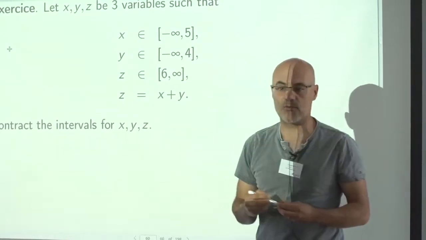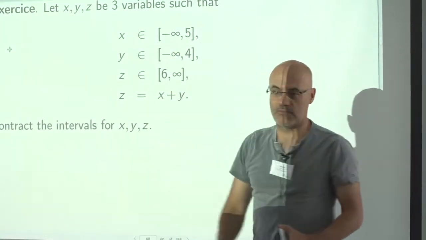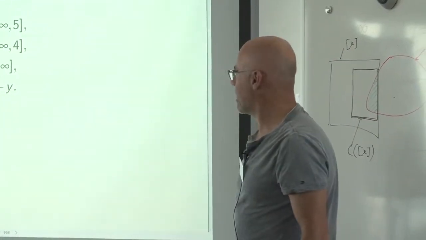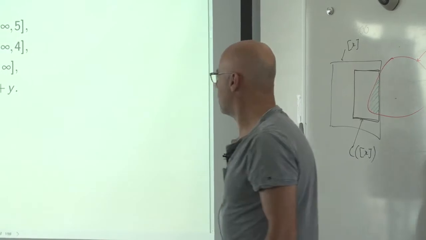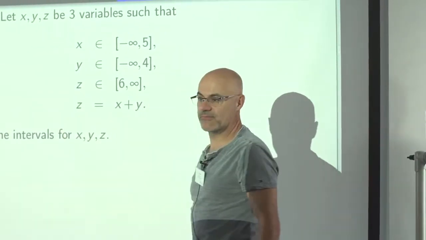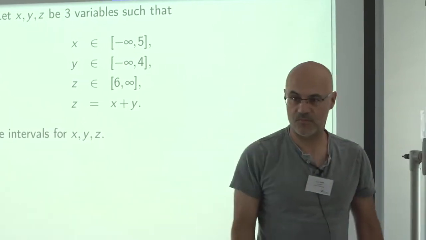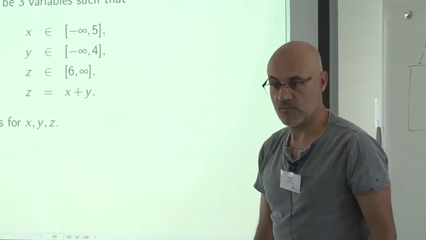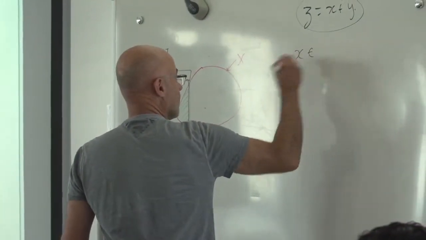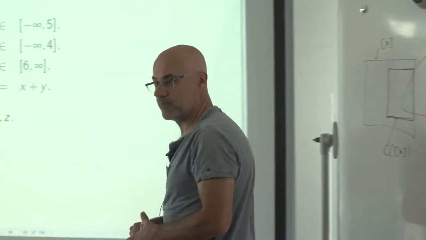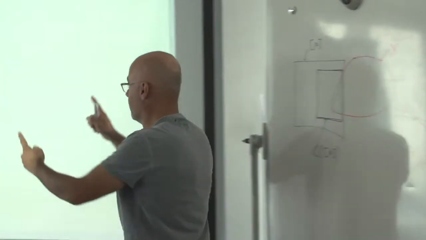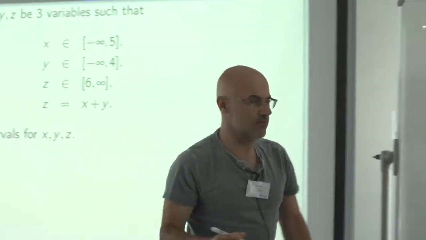Can x be equal to 0? Yes or no? Can x be equal to 0? I have to satisfy this, and this. No. So, how can I contract x? It belongs to which interval? I want to contract it. 2, 5.